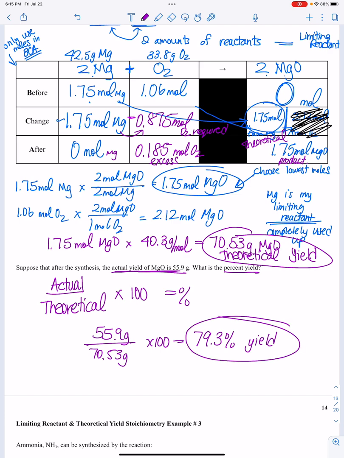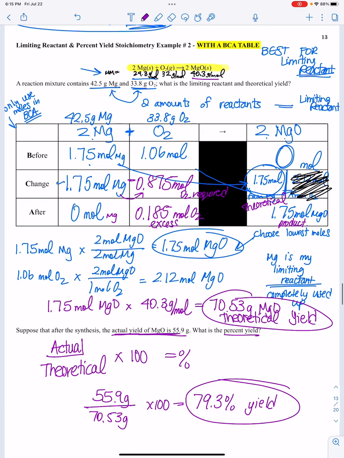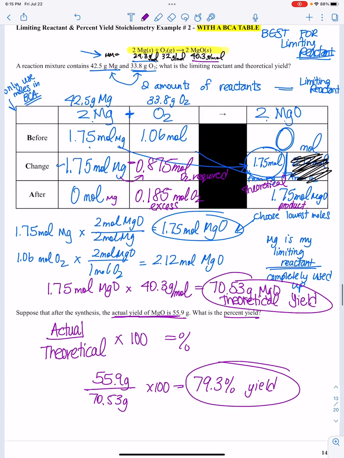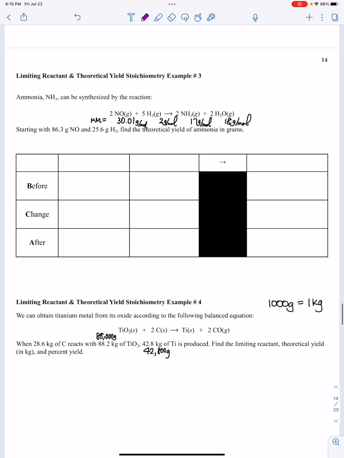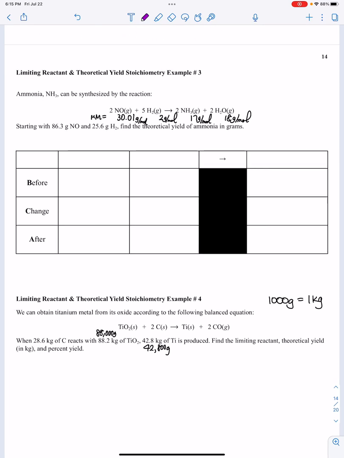And we're done. Now, I know I did a lot of work here, but I'm teaching. I'm trying to show you all of my work, right? Some of you might be able to do the 1-to-2 ratio very quickly by multiplying or dividing by 2 because you recognize that this is a 2-to-1 or a 1-to-2 ratio. Use that, and it could help you get to the root of solving the problem for the limiting, theoretical, actual. Okay? All right, let's do another one, where I have the BCA table.